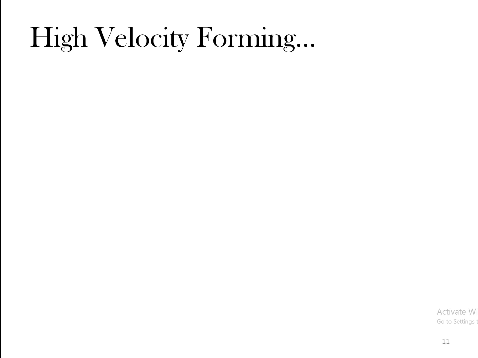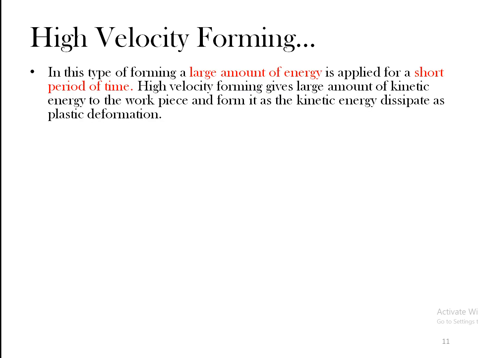So the process is also called a high energy forming or high velocity forming process. Okay. The short form is HERF, high energy rate forming. Okay, right. Now, what is the difference? In high velocity forming, a large amount of energy is applied for a short period of time. The high velocity forming gives a large amount of kinetic energy to the workpiece and forms it as the kinetic energy dissipates as plastic deformation.